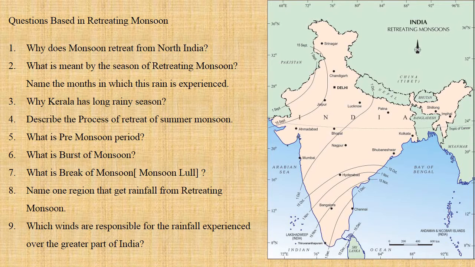So the answer for question number 9 is the southwest monsoon wind. The advancing monsoon gives rainfall to most parts of our country from June to September. So this was all about the questions based on retreating monsoon. Hope you have understood. Let's go to the next slide.